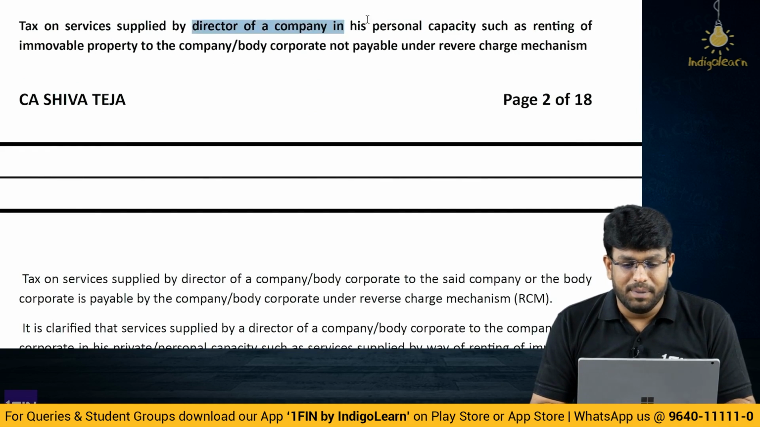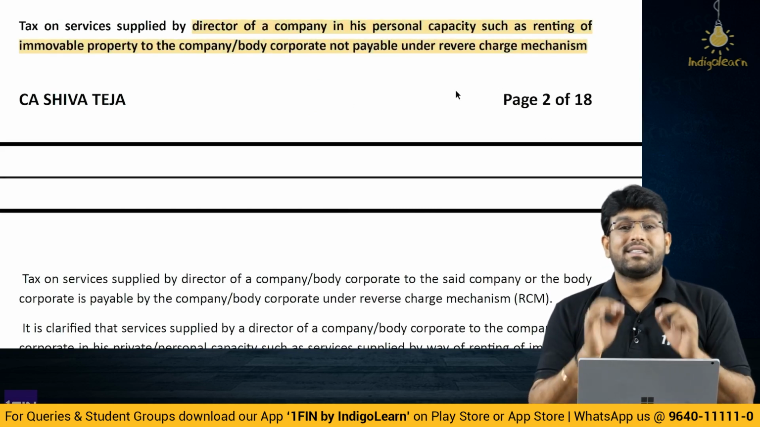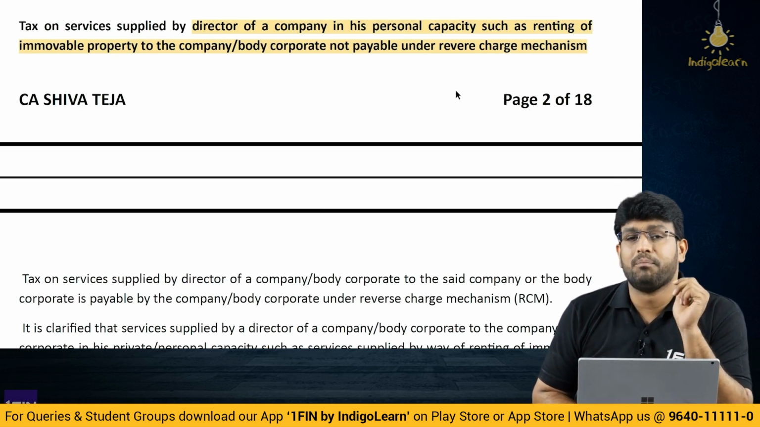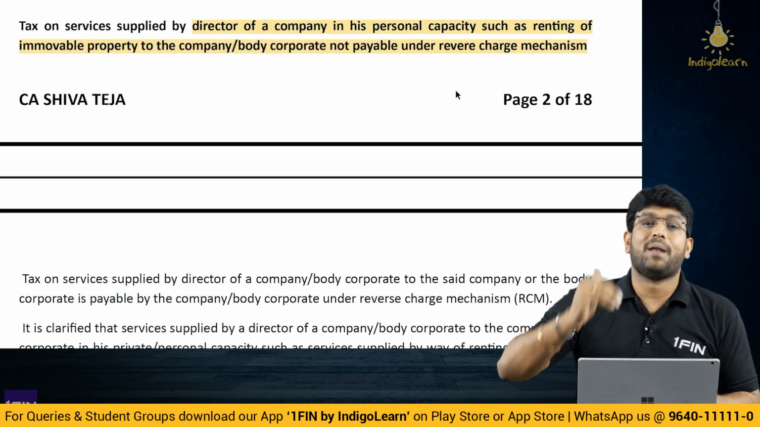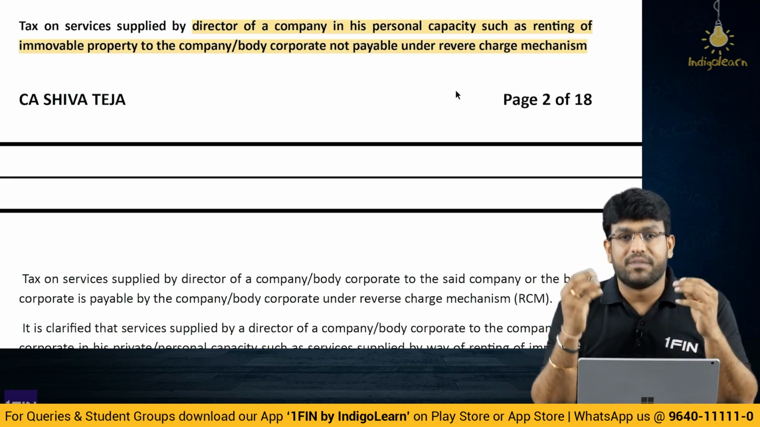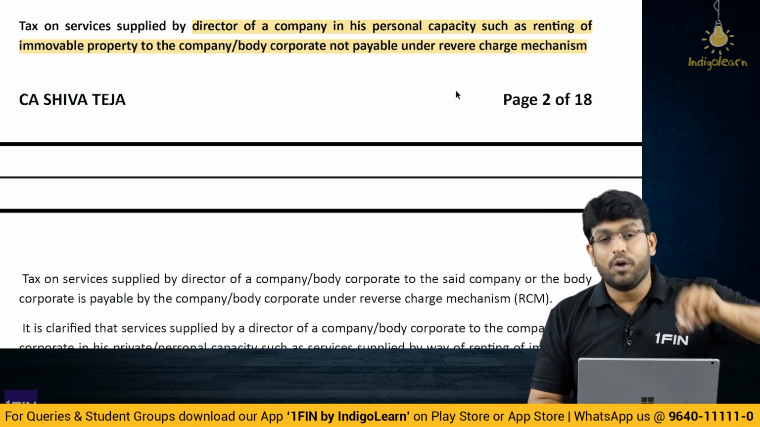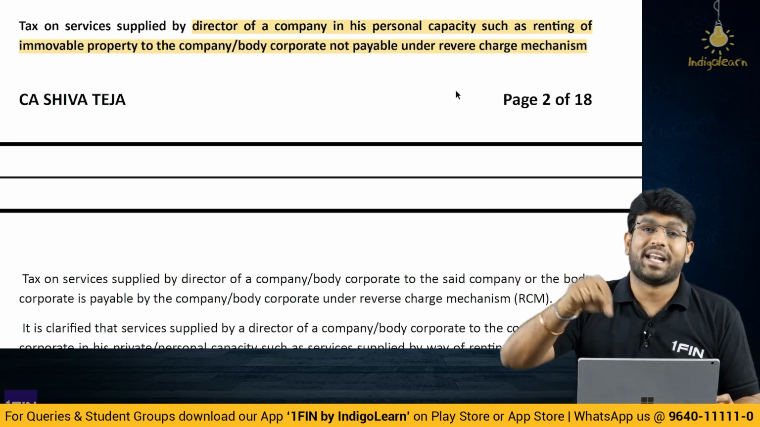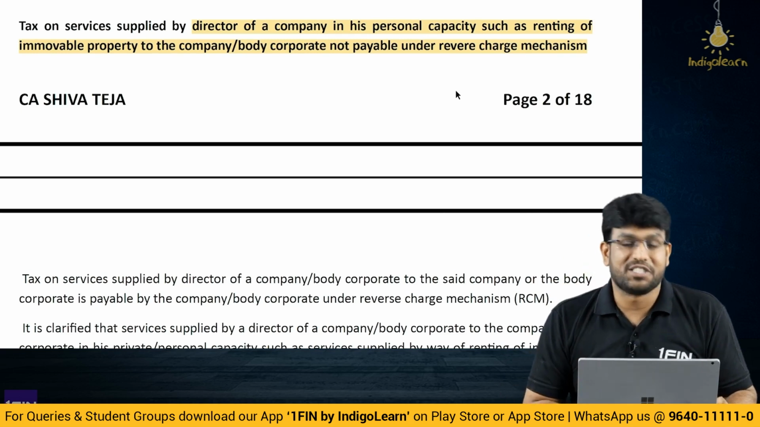Tax on services supplied by director of a company in his personal capacity, such as renting of property to company, is not payable under RCM. Friends, we know that services supplied by director to body corporate is covered in RCM. Do we know this point? Yes. But they have clarified one important point very clearly, that service supplied by director of a company to the body corporate is covered in RCM only if service is supplied by director in his professional capacity. If director is supplying some services in his personal capacity, then the provisions of RCM will not apply. When I say personal capacity, what does that mean? A classic example, director is having his own immovable property and is giving that immovable property on rent to the company. In that case, he is not supplying service as a director in professional capacity. He is giving that service in personal capacity. In that case, RCM provisions will not apply. A very interesting point, friends. See, come on.